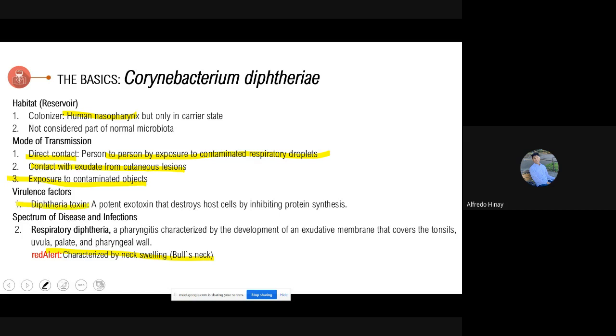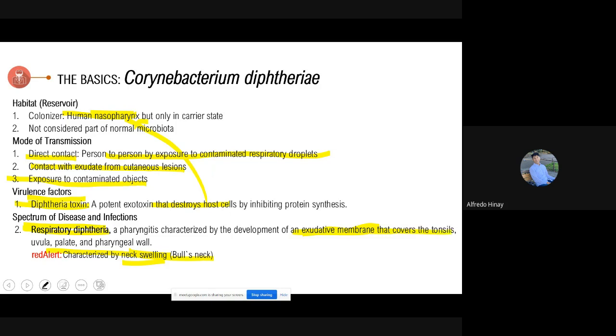The diphtheria toxin will destroy the host cells, specifically on the neck part. So, dinidestroy niya yung nasa pharynx class kaya nagkakaroon tayo ng swelling. Okay, that's the function of your diphtheria toxin. Okay? So kung nade-destroy na yung nasa pharynx natin class, nagkakaroon na tayo ng respiratory diphtheria. Okay? So which will produce an exudative membrane that will cover the tonsils.